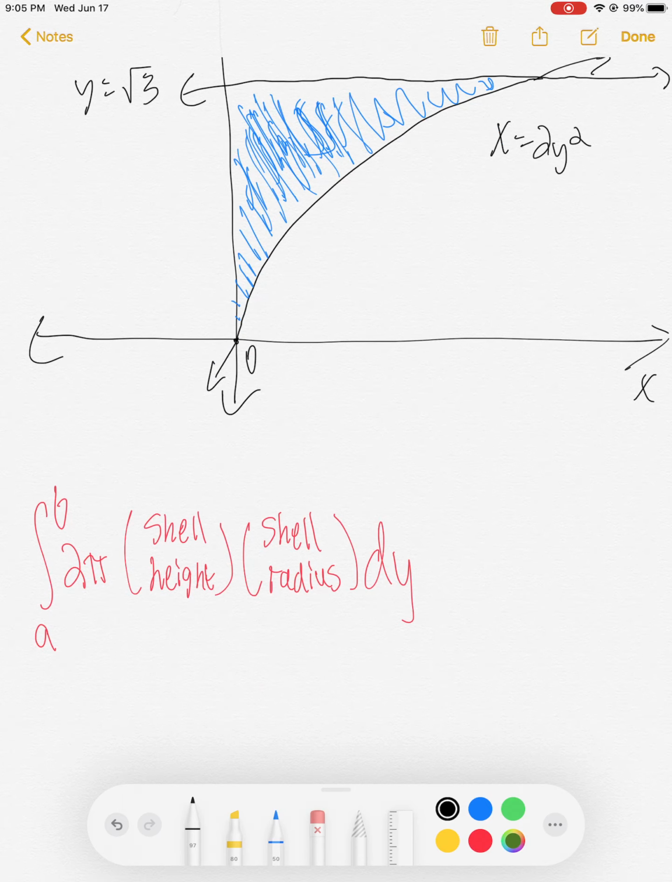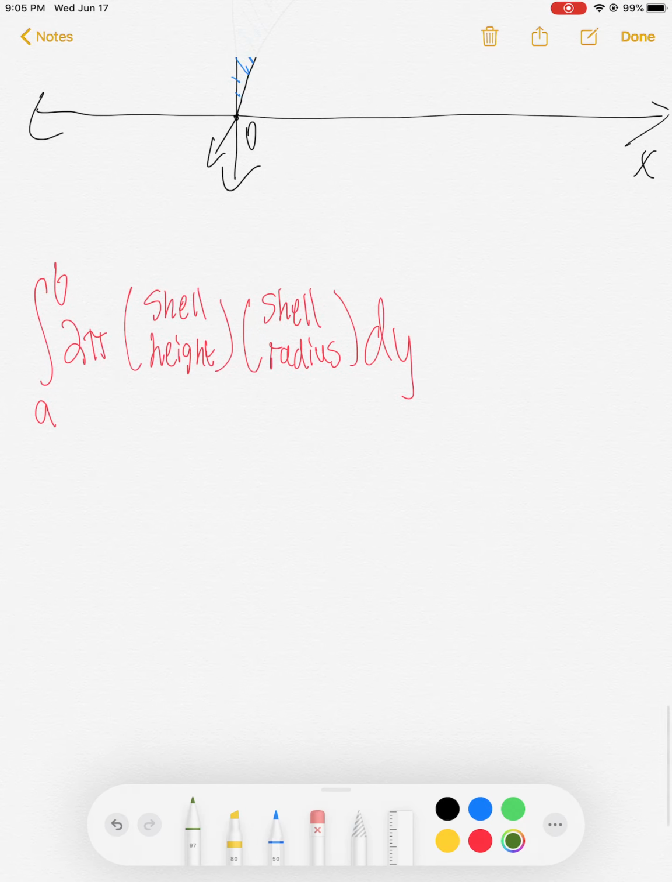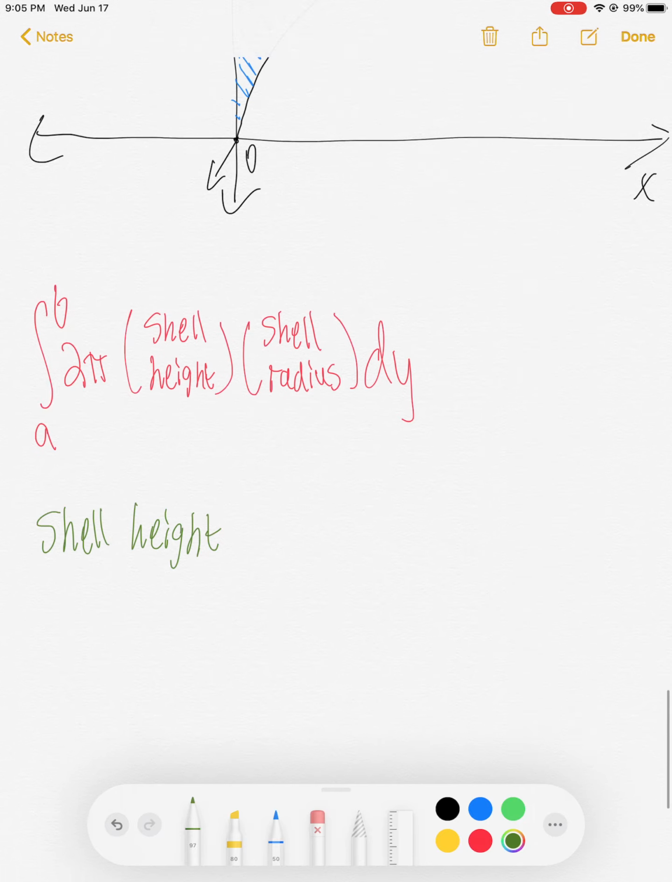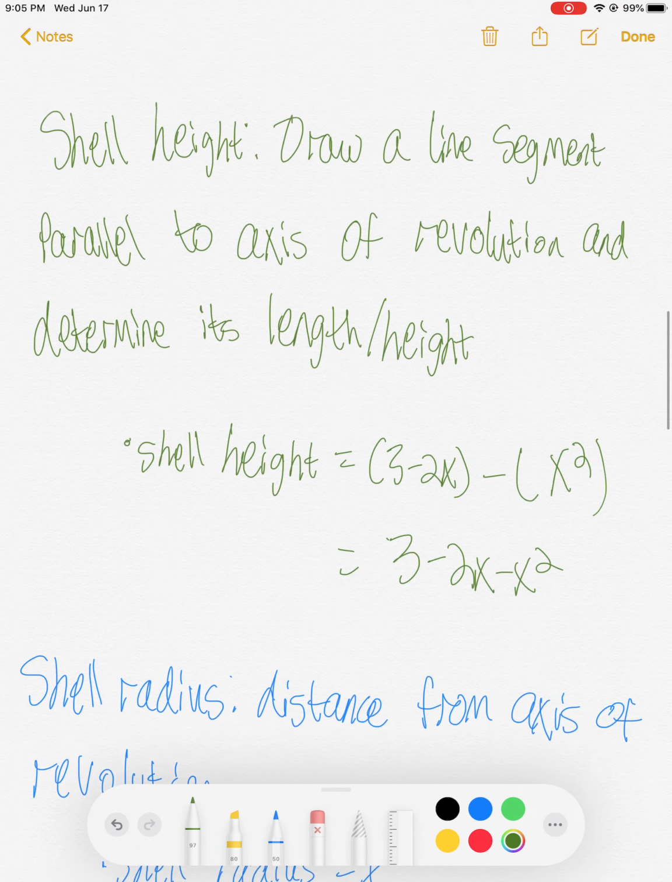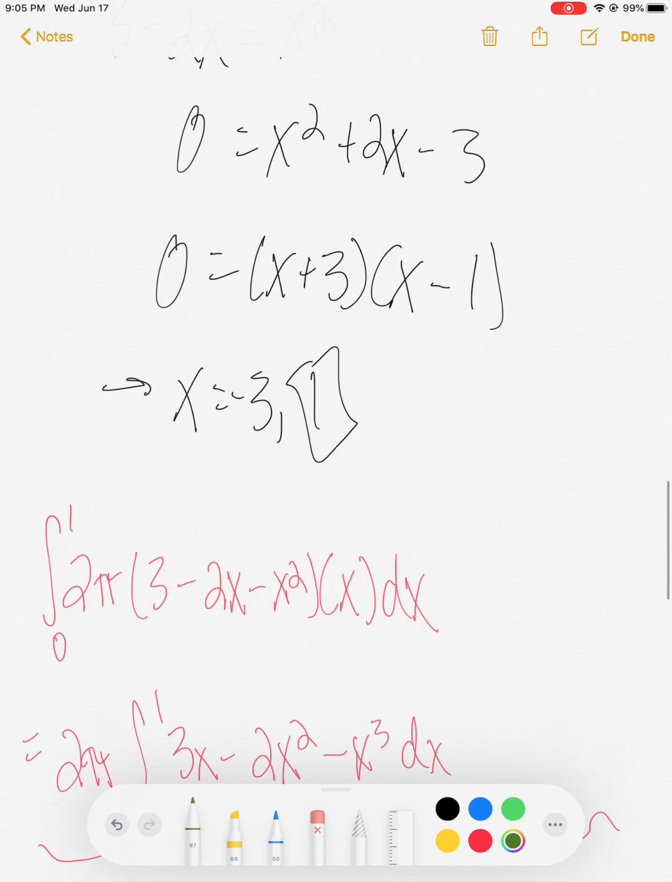Okay, so now we once again want to find our shell height and shell radius. Let's start with the shell height like we did previously. So let's review what that means real quick. The shell height, what we're going to do is we're going to draw a line segment parallel to the axis of revolution, and we're going to determine its length.